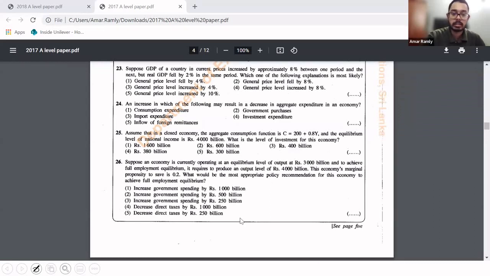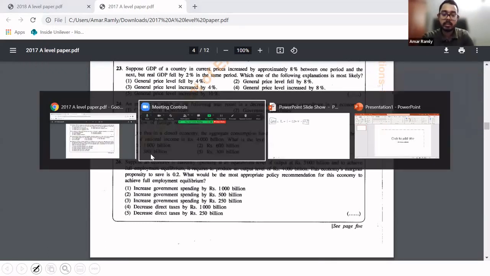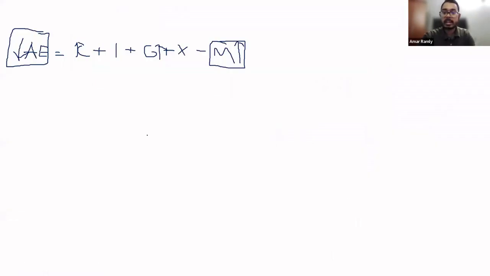Let's discuss. Assume that in a closed economy. The fact that they say closed economy means the country is self-sufficient. It has closed itself off from the rest of the world. People inside the country can't sell goods abroad as exports, and can't bring goods from abroad as imports. So your aggregate expenditure function no longer looks like this; it looks like C plus I plus G.